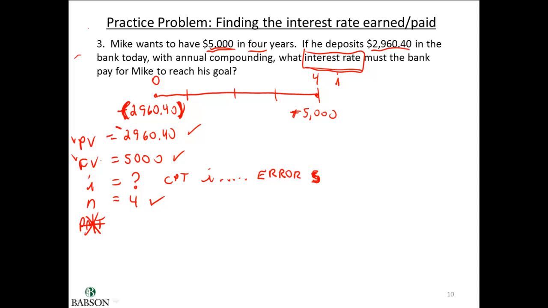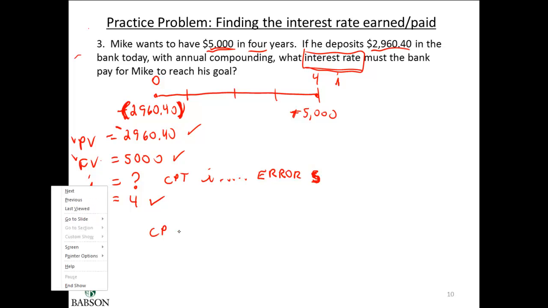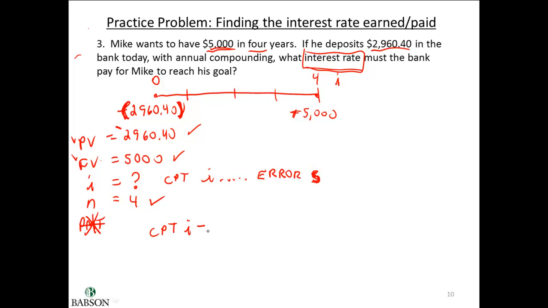So I'm going to press 2960.4. To make that negative, I hit the plus minus button. So now on my screen, it reads minus 2960.4. Now I press PV. So now my present value reads minus 2960.4. Now I plug in 5,000 for FV. Now I plug in 4 for N, then compute I, and I get something around 14%.